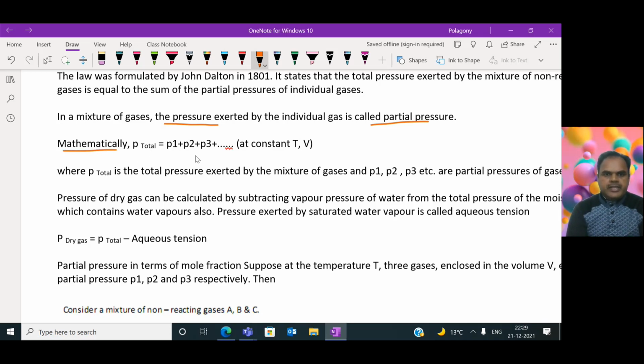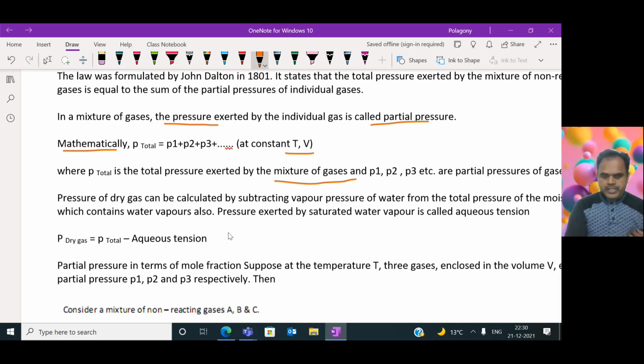This is the formula we get at constant temperature and constant volume, where P total is the total pressure exerted by the mixture of gases, and P1, P2 and P3 etc. are the partial pressures of the gases. But how do we get these partial pressures? The partial pressure of a dry gas can be calculated by subtracting the vapor pressure of water from the total pressure of the moist gas, which contains water vapor also. Actually, the dry gas is mostly collected over the surface of water.